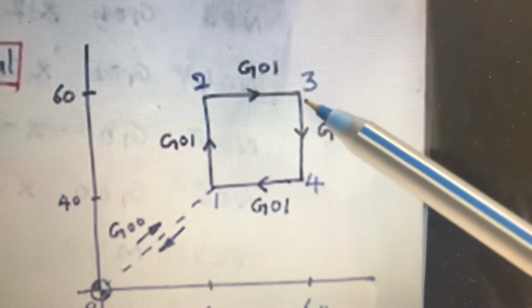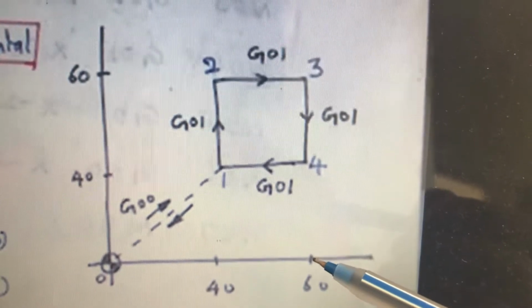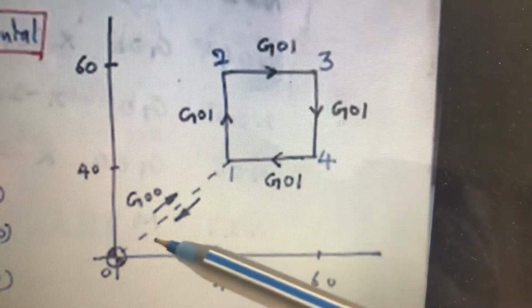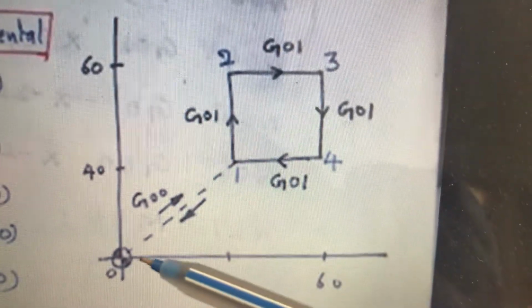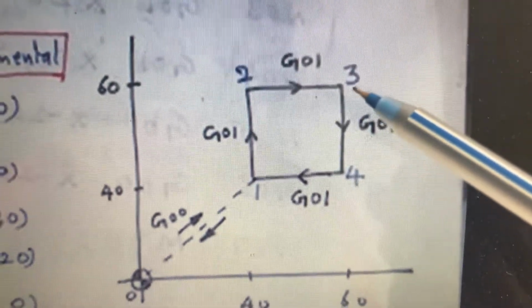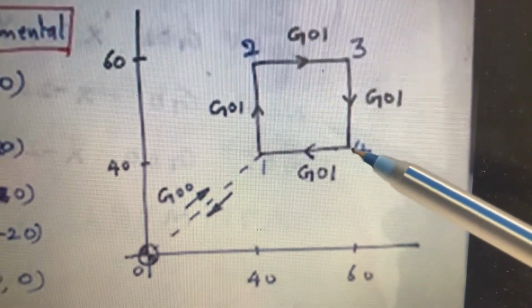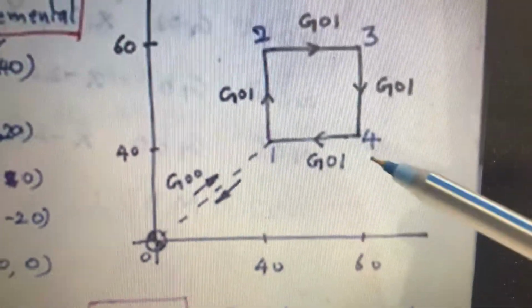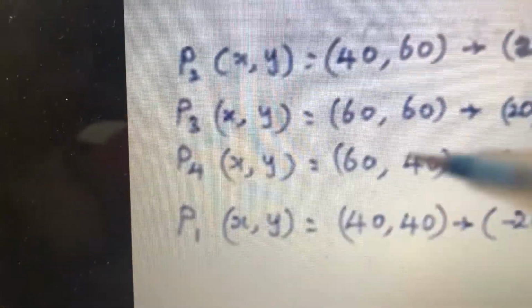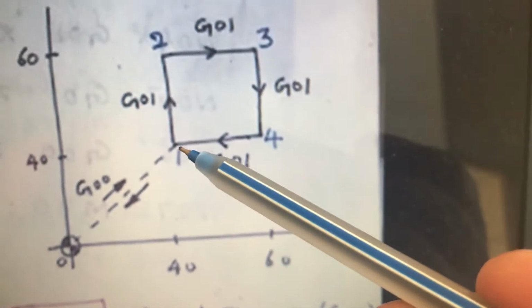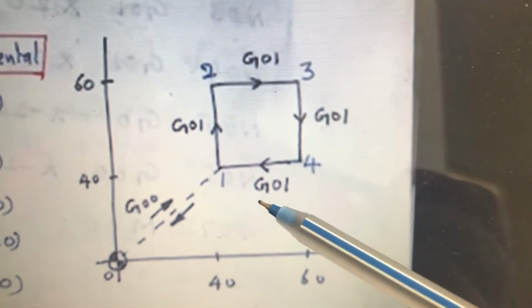Similarly, when you come to point number 3, the distance of x is 60, measured from O, and the distance of y is also 60, also measured from the fixed origin O. So at point number 3, the values of x and y are 60, 60. And at point number 4, the distance of x is 60 and the distance of y is 40. So it is 60, 40 at point number 4. Again, point number 1 is 40, 40. So this is absolute positioning.